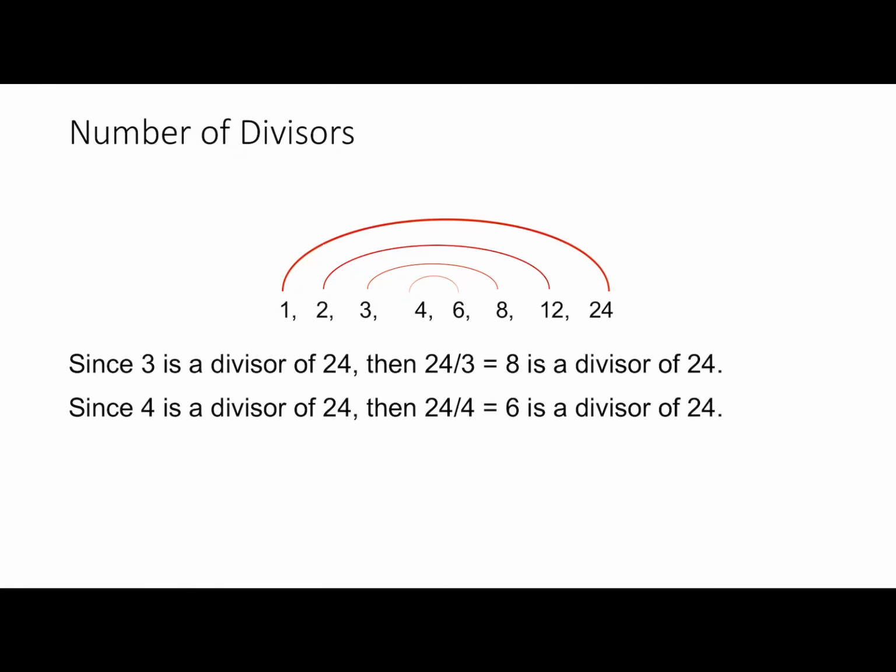So my total list of divisors here, I have 1, 2, 3, 4, 5, 6, 7, 8. So there are 8 positive divisors of 24.